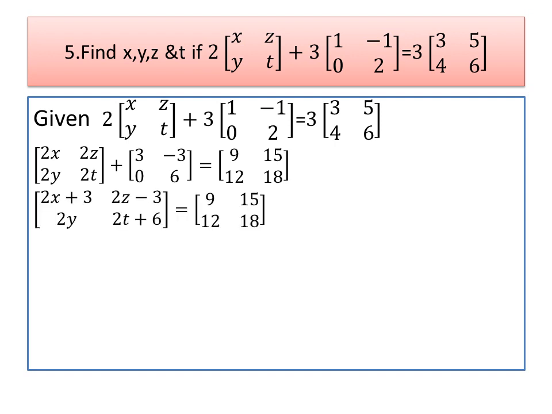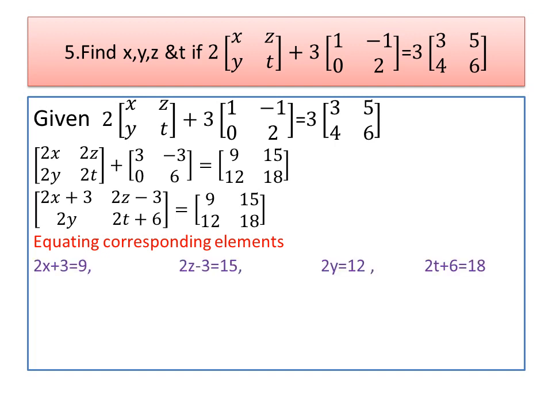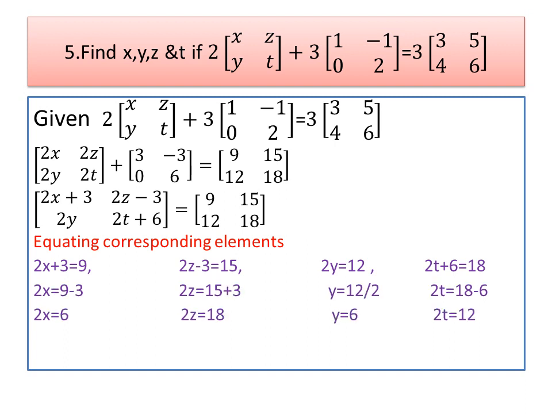By adding, 2x plus 3, 2z minus 3, 2y, 2t plus 6 is equal to 9 15 12 18. Equating the corresponding elements, 2x plus 3 is equal to 9, 2z minus 3 is equal to 15, 2y is equal to 12, 2t plus 6 is equal to 18. By solving, we'll get x is equal to 3, z is equal to 9, y is equal to 6, t is equal to 6. I hope you understood.